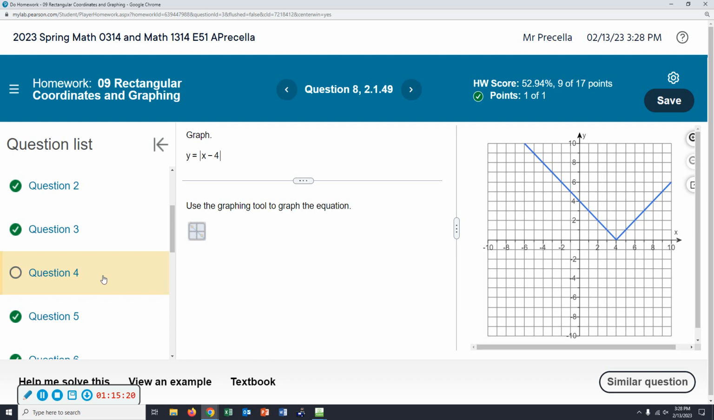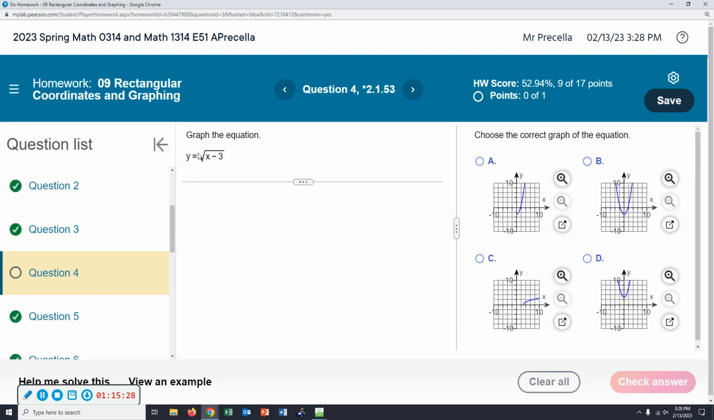Now, why have I not done number 4? Well, number 4 has a square root in it, and there is no square root tool. So this is back to the way it used to be 15 years ago when all of this was brand new technology. 15 years ago? No, it wasn't all multiple choice. 20 years ago, everything was just multiple choice. It wasn't that long. It was like 14, 15 years.